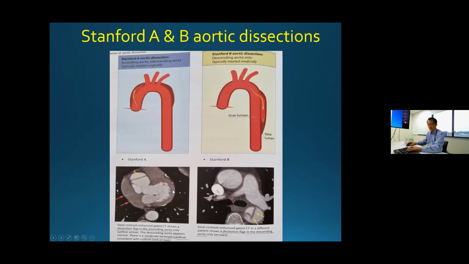The aorta is dilated. Okay, this false lumen is here. So you can see this kind of thing, dissection here, dissection here. The ascending aorta is called a Stanford A dissection. Descending is a Stanford B dissection. When you see this, you have to recognize dissection.